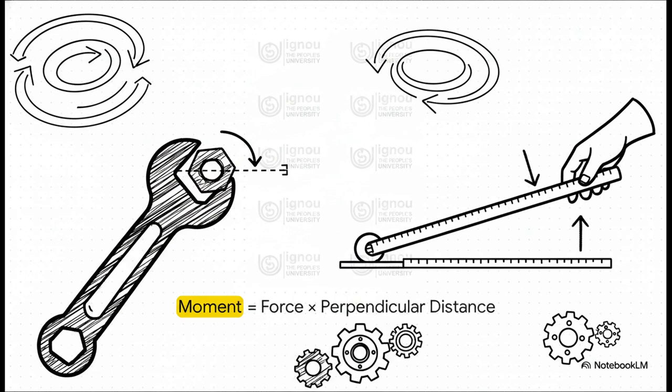And the calculation for it is beautifully simple. The moment is just the force you apply multiplied by the perpendicular distance from the pivot point. That's the key part. And it's why a longer wrench makes the job so much easier. You're increasing that distance, which multiplies your force.